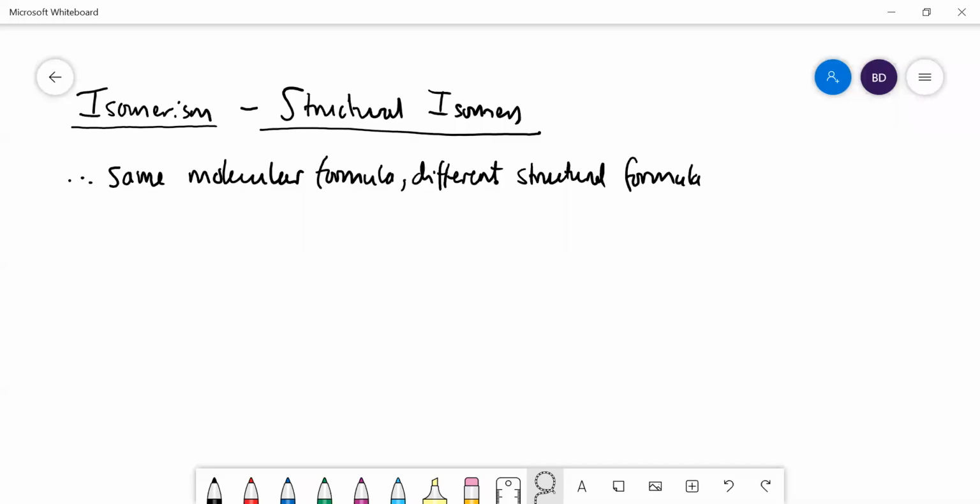Okay, today we're going to talk about isomerism. What are structural isomers? Well, the definition is they've got the same molecular formula, but they've got different structural formulae, depending, plural, singular.